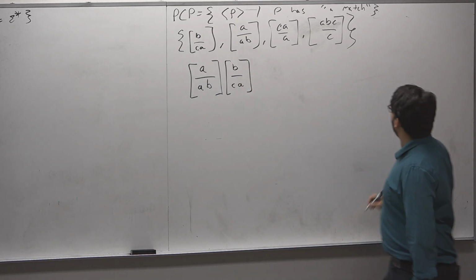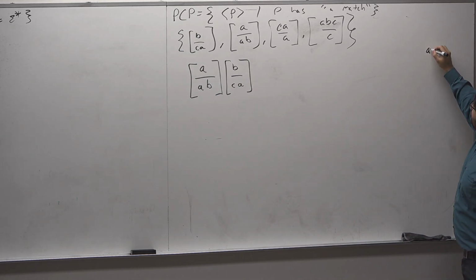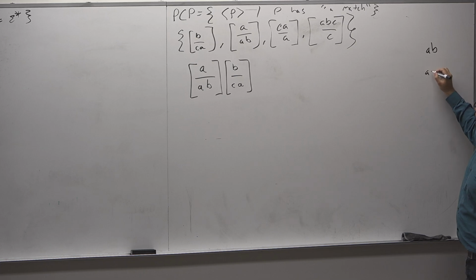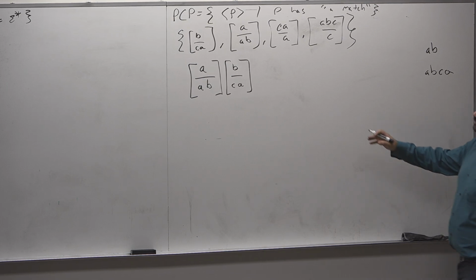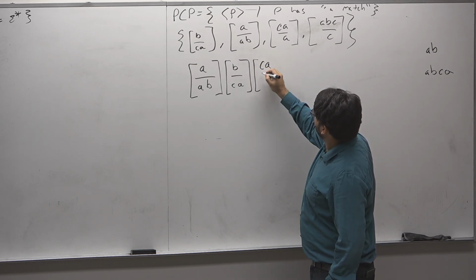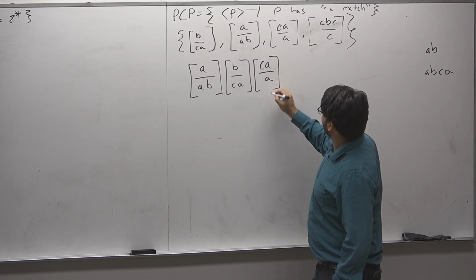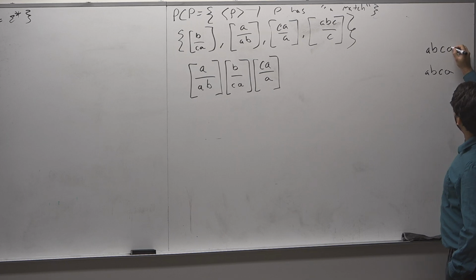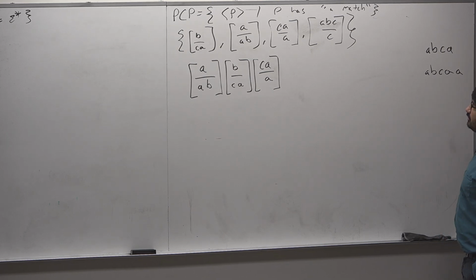Let me write over here what's going on. We have AB on the top, and on the bottom we have ABCA. So we need a domino that begins with CA. Okay? So this now has CA, but it's added an A here. Okay? So we need something that begins with an A on the top to match this.